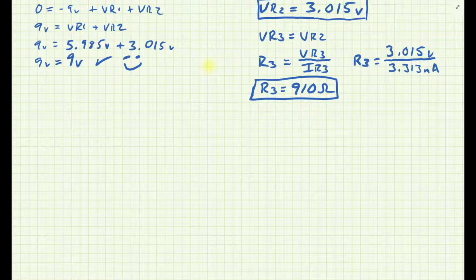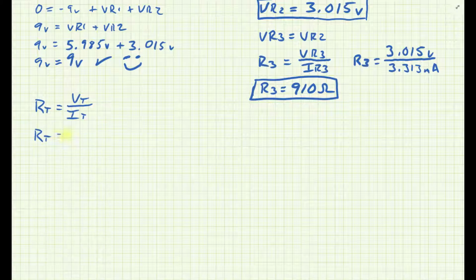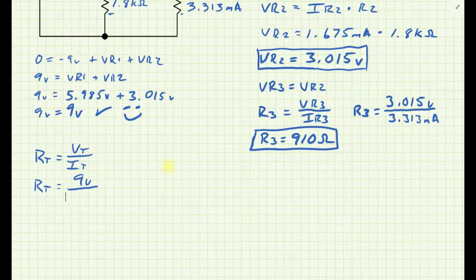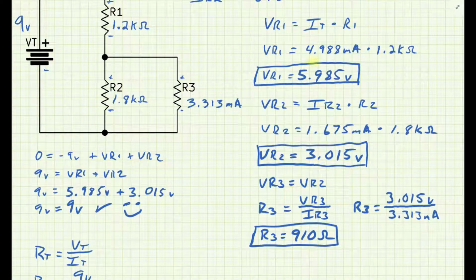Okay, so I said if I want to find R total, I can just use V total over I total. So R total equals 9 volts divided by, what was I total? Let me go look real quick. Right here, it was 4.988 milliamps.